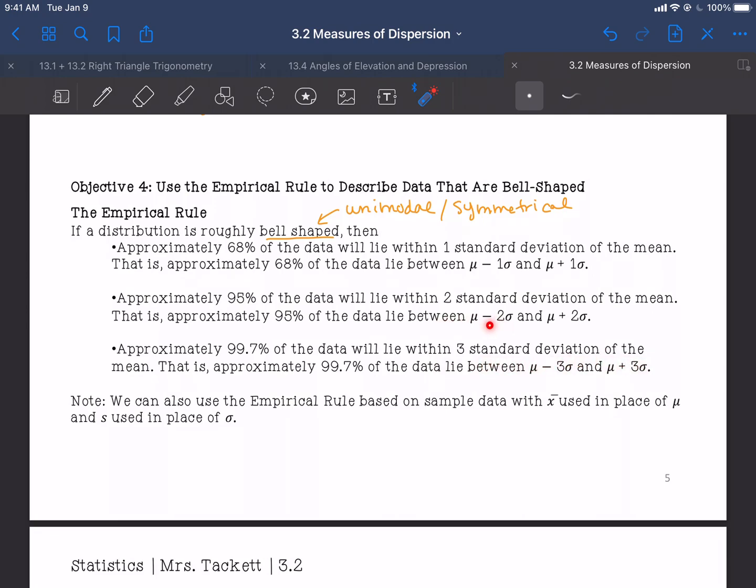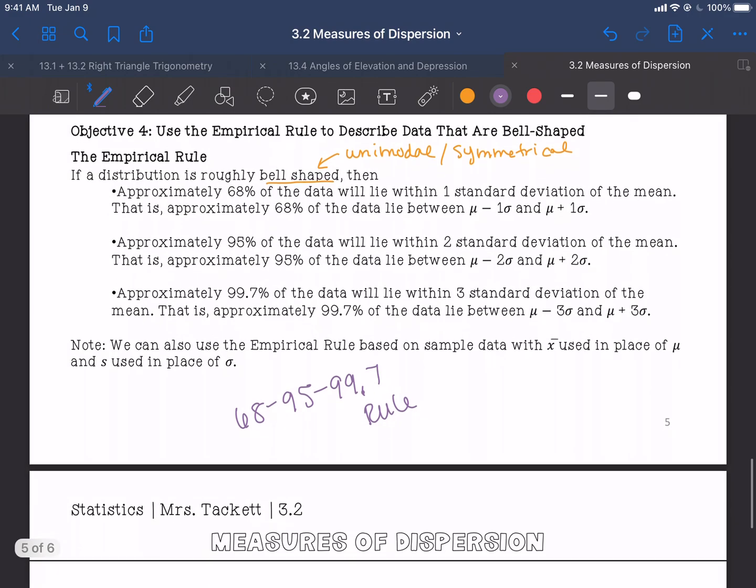Now, the notation they're using is with population, but it's the same thing. You can use this empirical rule with sample data as well. So instead of mu, you would use x bar, and instead of sigma, you would use s. This is sometimes referred to as the 68, 95, 99.7 rule. So those are three numbers that are important in this and that you need to know.